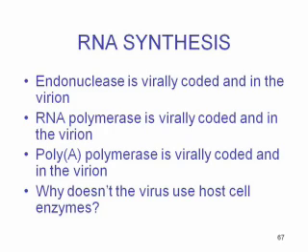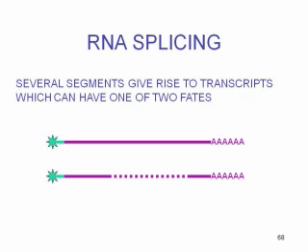So the RNA synthesis needs the endonuclease, which is virally coded and is taken in the virus particle because it has to function in order to make the first messages. And there's a polymerase which is also virally coded and taken in with the virus particle. And a poly-A polymerase which is also virally coded and taken in with the virus particle. And I've already said why doesn't it use host cell enzymes? Because our enzymes aren't available. But as I say, it will use splicing.